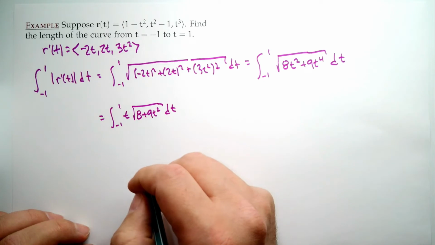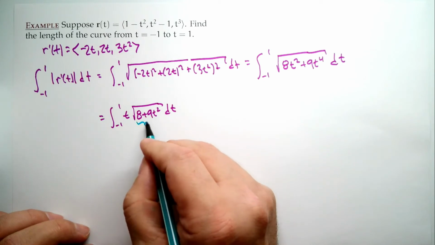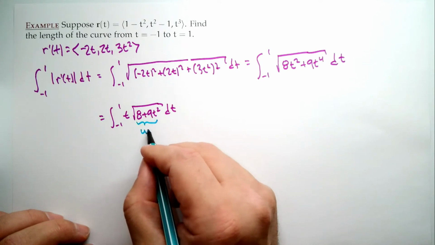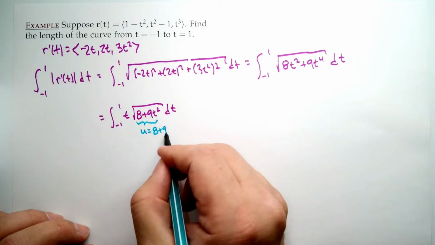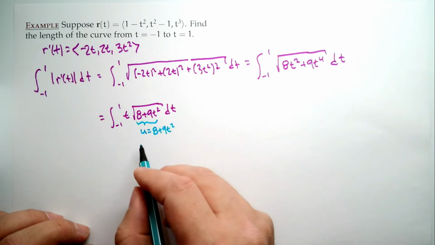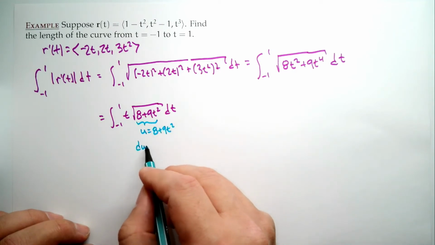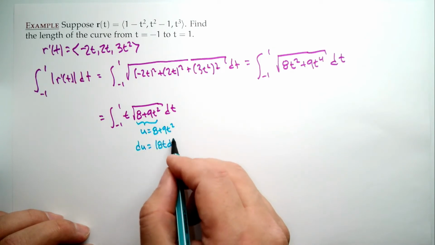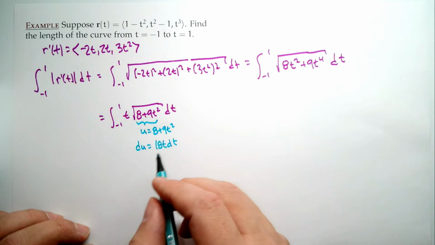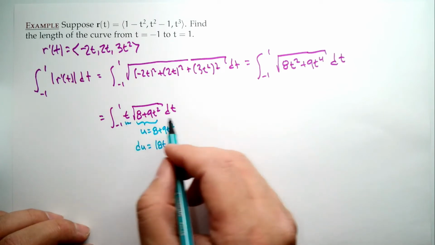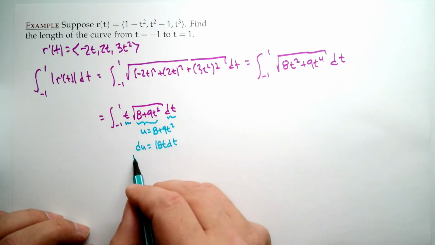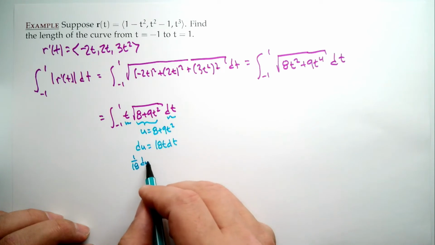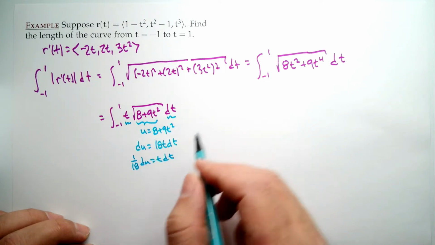What's our u? Everything inside the square root. That's a great choice. It's a bold choice, but I like it. Du is 18t dt. So, we got the t and we got the dt. So what I'll do is I'll write this as 1 over 18 du is t times dt.